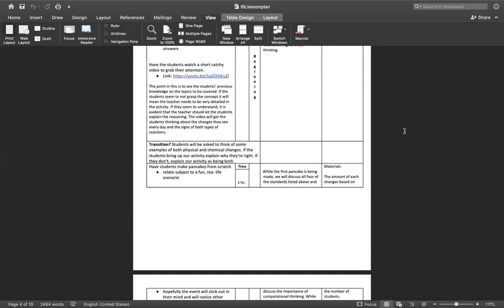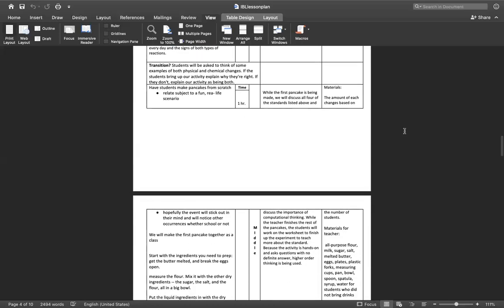The transition into the middle part of our segment would be to have the students asked for examples of physical and chemical changes. If the students bring up the activity, then we'll explain why they're right. If they don't, we'll explain our activity as being both a physical and a chemical change. This should take about an hour to do. What we're really doing is making it a real fun life experience and hoping they remember it.